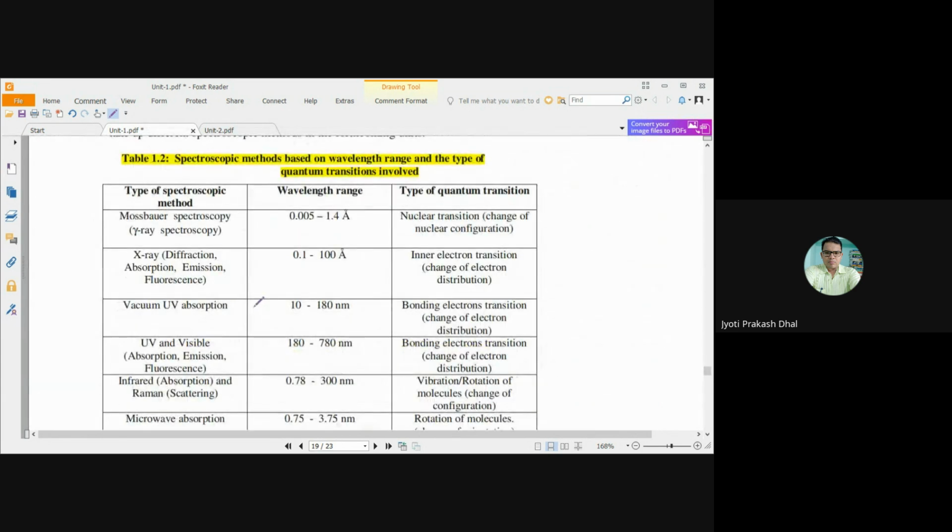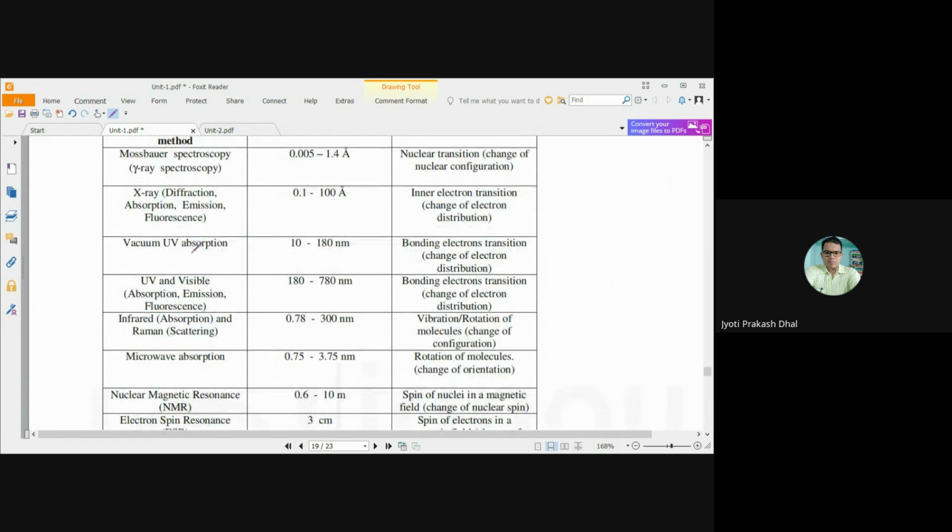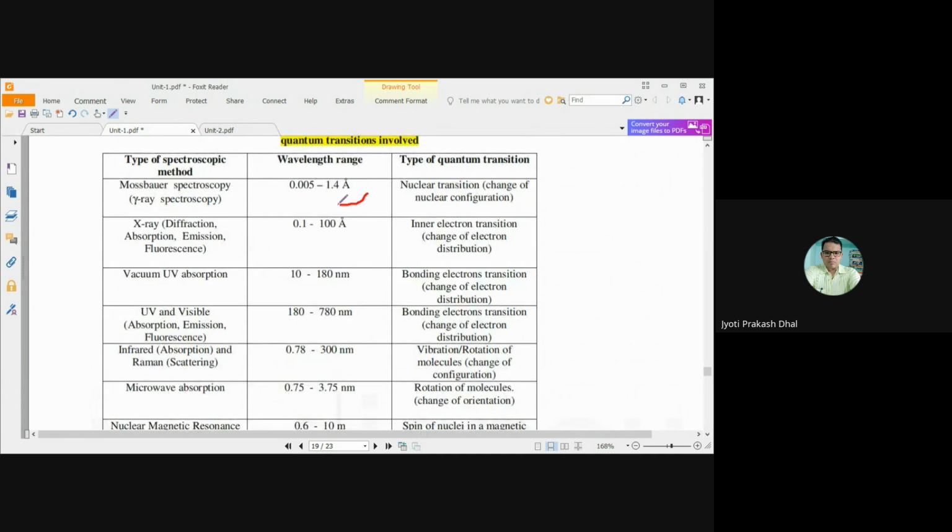So coming to the overall spectroscopic methods, based on the wavelength range and typical quantum transitions involved. Here you can see Mossbauer spectra. If the sample absorbs electromagnetic radiation in the gamma ray region, that is also called gamma ray spectroscopy. That means it's very energetic radiation.